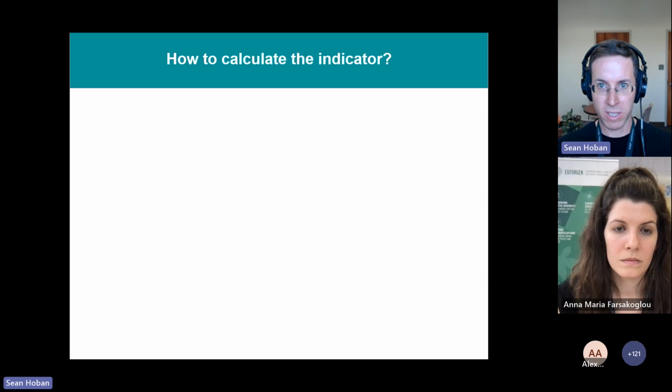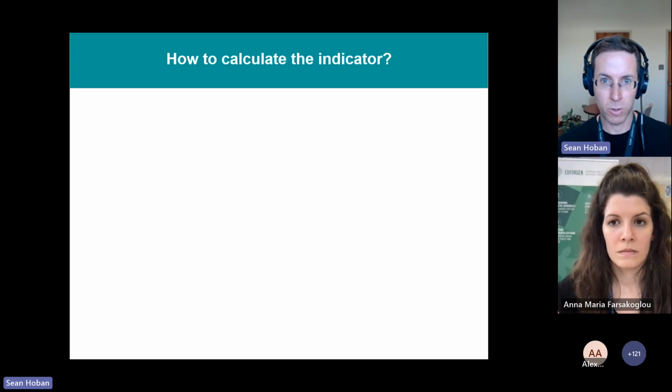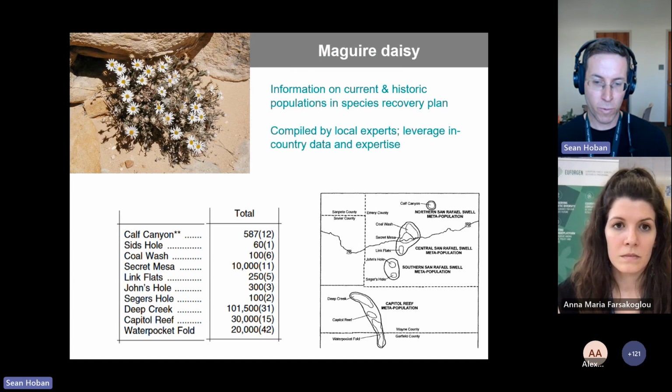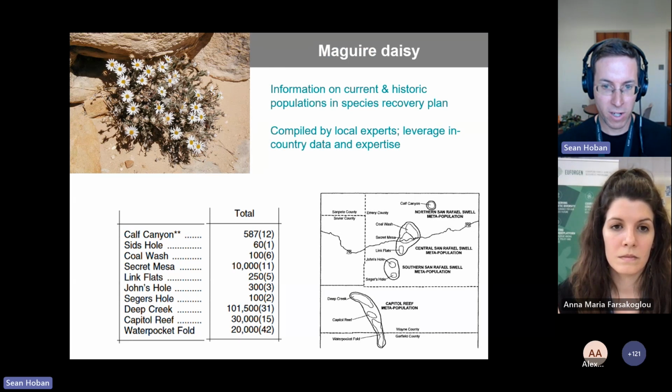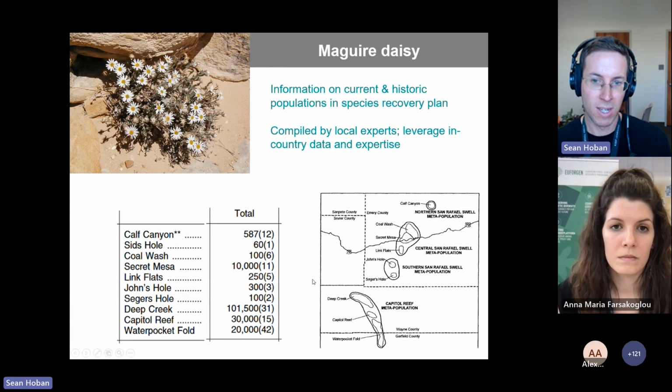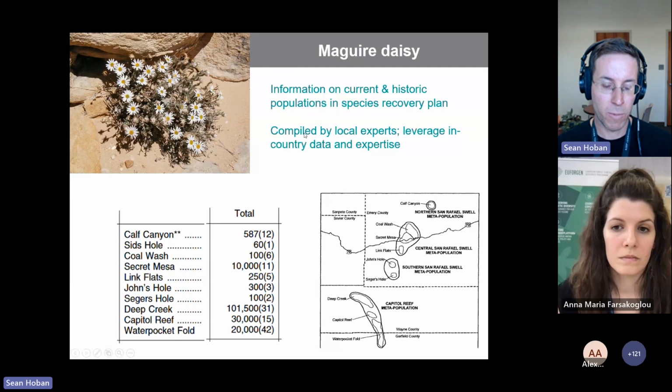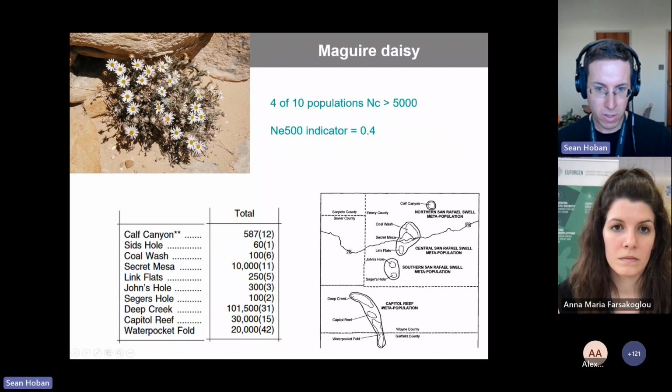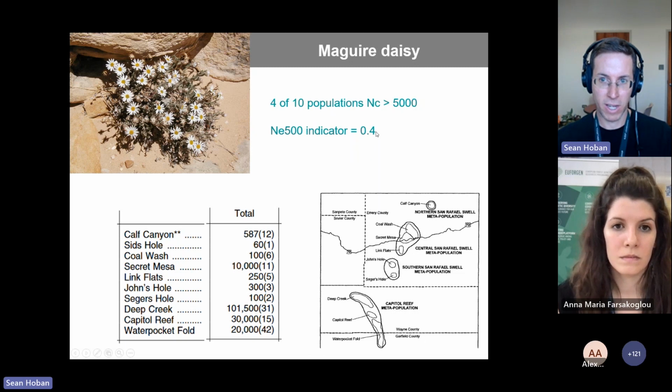So I'm going to show you some examples of calculating the indicator for individual species. This was the first plant I worked with that inspired my whole thinking on this project. This is from an Endangered Species Act report, which contains information on current and historic populations, compiled by local experts leveraging their expertise. And as you can see in this table, these are the populations and their census size. And very clearly, 4 of those 10 are well above NC 5000, giving us an NE 500 indicator of 0.4.